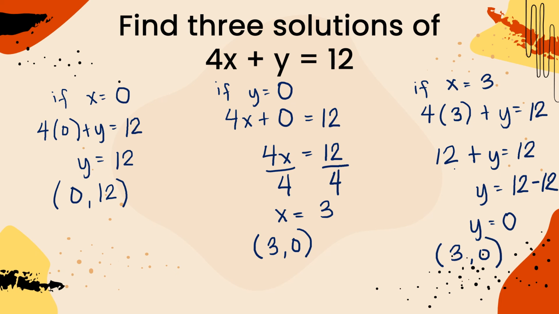Kung mapapansin nyo, yung ating second solution ay katulad ng ating third solution. So, kahit alin pala mauna, as long as sila yung ordered pair, yun pa din ang solution ng ating linear equation. Kasi wala nang ibang magka-pair na solution or hindi na siya mapapalitan kapag same equation yung pinag-uusapan natin. So, try pa natin ang isa.